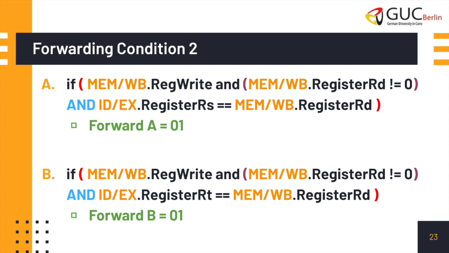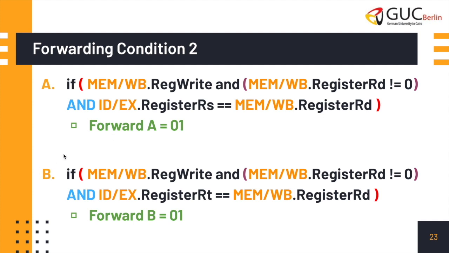Unlike the previous example, the forwarding condition 1, when we forwarded from what? From the ex/mem pipeline register. But in forwarding condition 2, we will forward from the mem/write back pipeline register. And since we are concerned with register RS, we updated the forward A selection line.